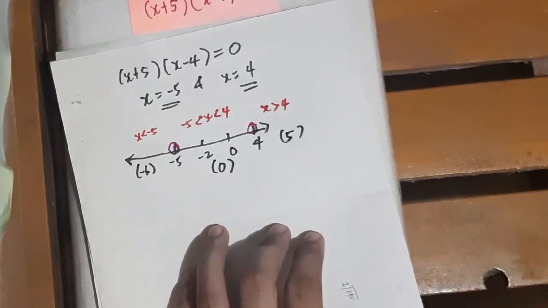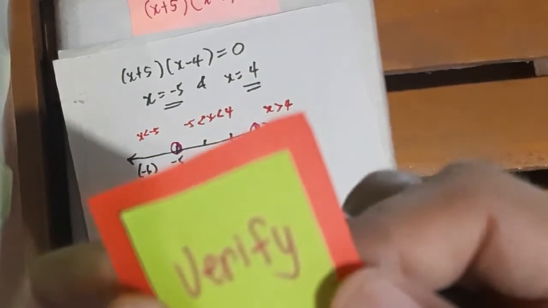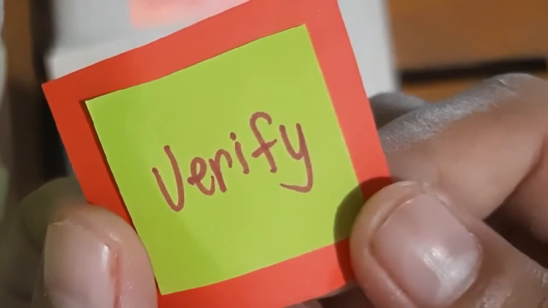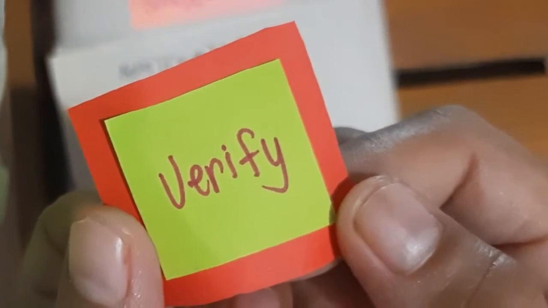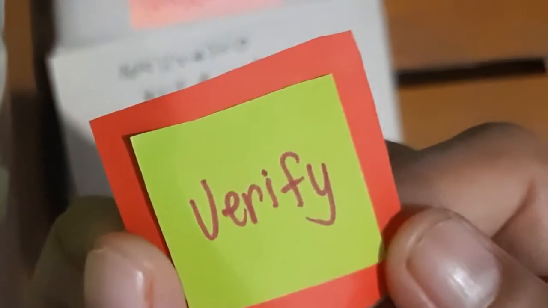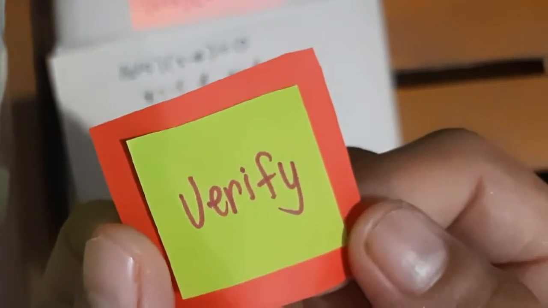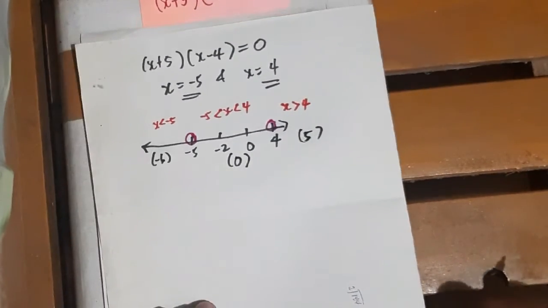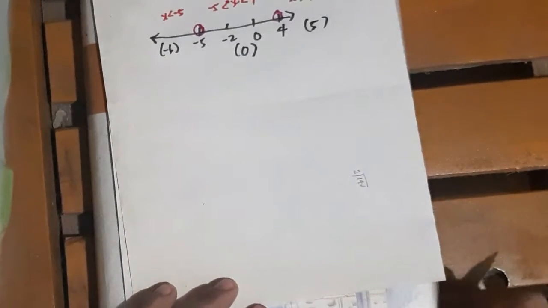For the next step, we will be verifying if the testing points can actually satisfy the original inequality. Take note, if it satisfies the original inequality, automatically that region will be part of the solution set. To make things easier, let me show you a table to satisfy our needs.